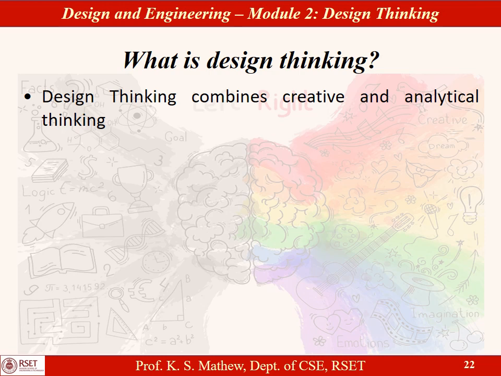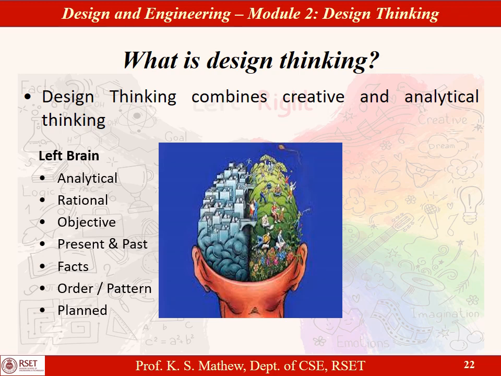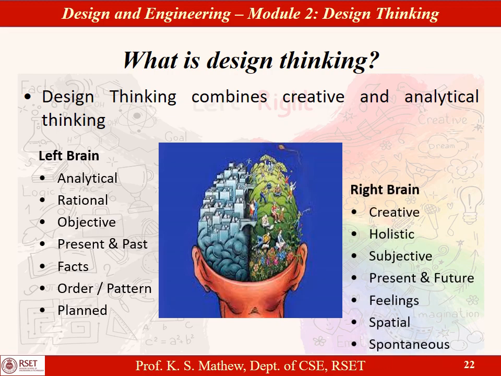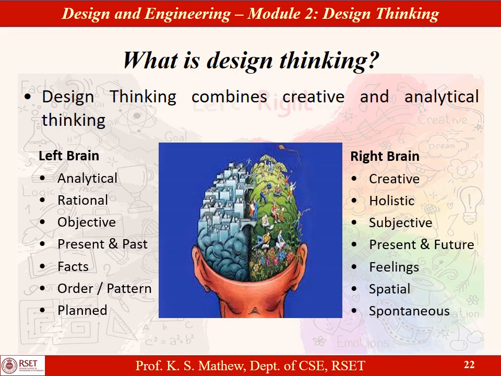Design thinking combines creative and analytical thinking. It's a combination of creative thinking and analytical thinking. Our brain has two parts, the left side and the right side. These are the qualities of the left brain: analytical thinking, rational, objective, present and past, facts, order and pattern or logic, and planning. Everything happens in the left side. Whereas the right side is more creative, holistic, subjective, present and future, feelings, spatial, spontaneous. Feelings and emotions all happen in the right side.